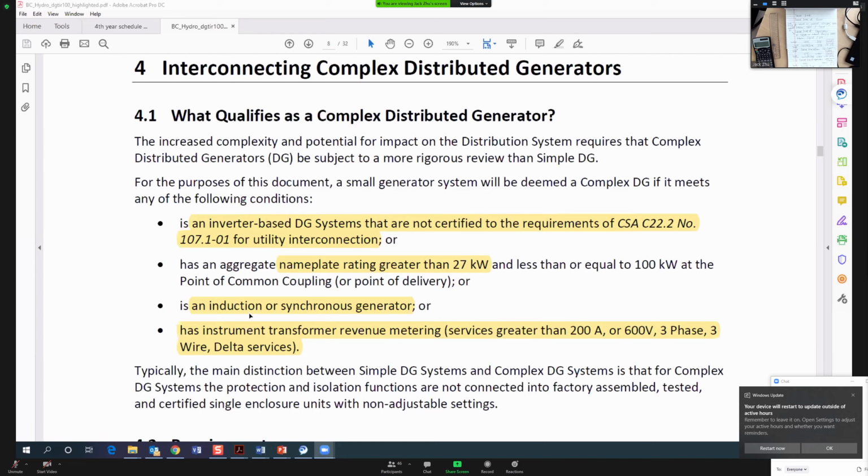Or if you're using an induction or synchronous generator, because you supply more power in this case, your service is greater than 200 amps now, you cannot use the normal revenue meter. You have to use instrument transformer revenue metering. So you will have PTs and CTs in your service. Then all of those are considered a complex distribution system.